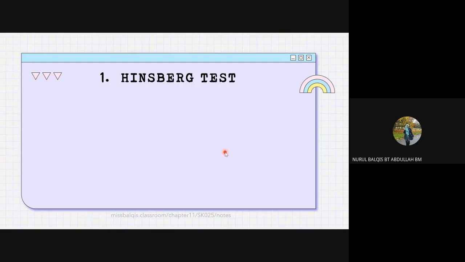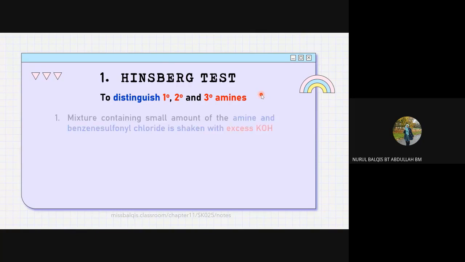So the function of the test, obviously, is to distinguish the classes of amines, either primary, secondary and tertiary. What will we do in the Hinsberg test? In the Hinsberg test, there will be two steps. The first step, you are going to mix a small amount of amine, no matter primary, secondary or tertiary, with benzene sulfonyl chloride.